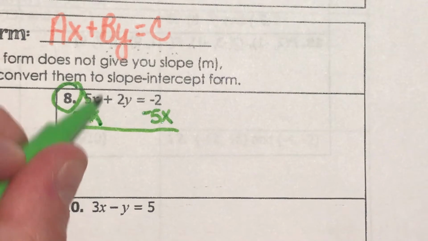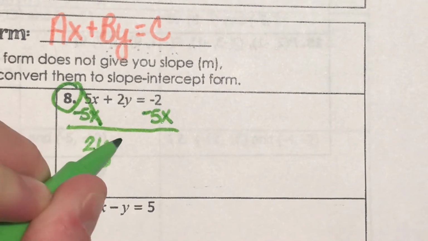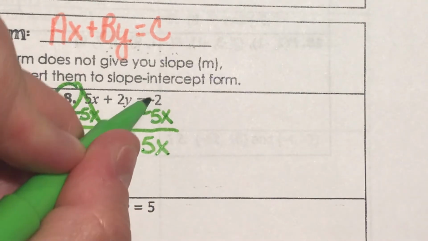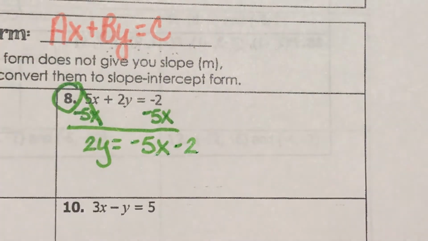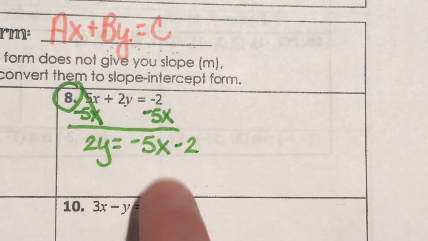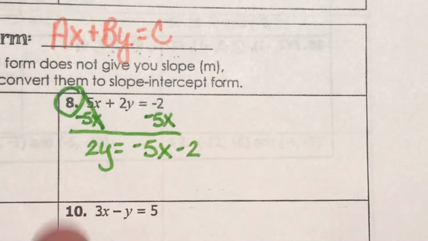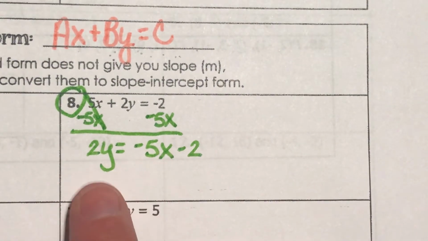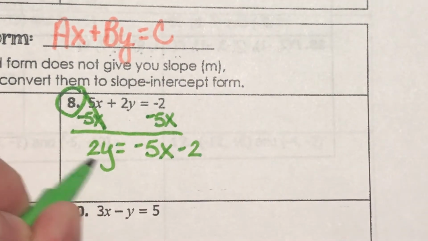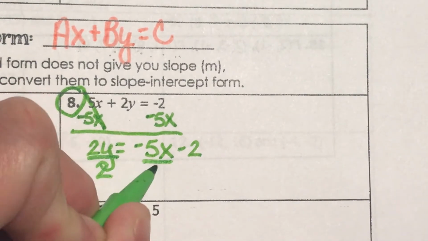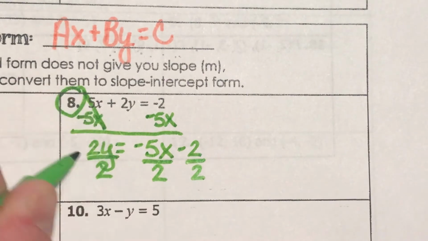And it's gone. Bring down the 2y. Now you want to put this minus 5x out in front, and then this is a minus 2. We want to put the negative 5x out in front first because we have the final product written as mx plus b. Once we have this, we still need to get y by itself. The only thing attached to y is a 2, so you're going to divide by 2. And you divide each piece by 2.